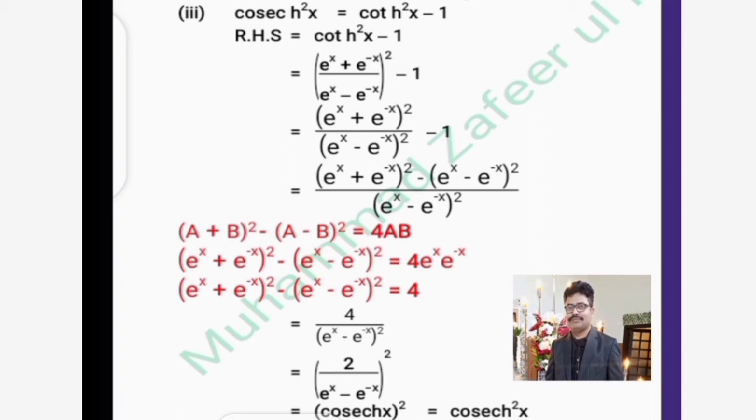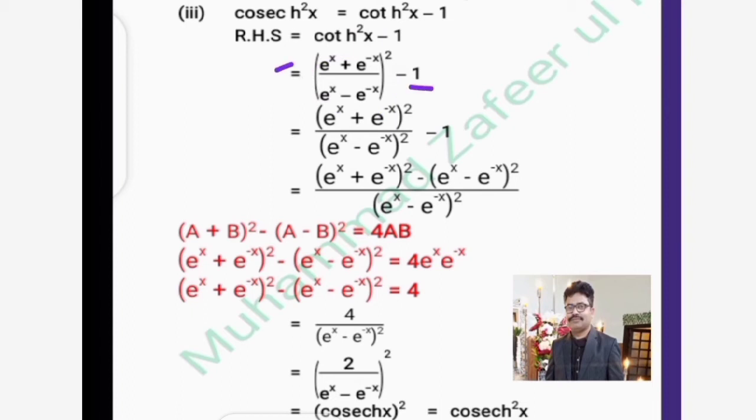Cot hyperbolic x is equal to e power x plus e power minus x divided by e power x minus e power minus x, because it is the reciprocal of tangent hyperbolic x, as I've told the formula of tangent hyperbolic x in the last question. So it is the reciprocal of that, and here is square, so write whole square e power x plus e power minus x divided by e power x minus e power minus x whole square, and there is minus 1, so we'll write minus 1.